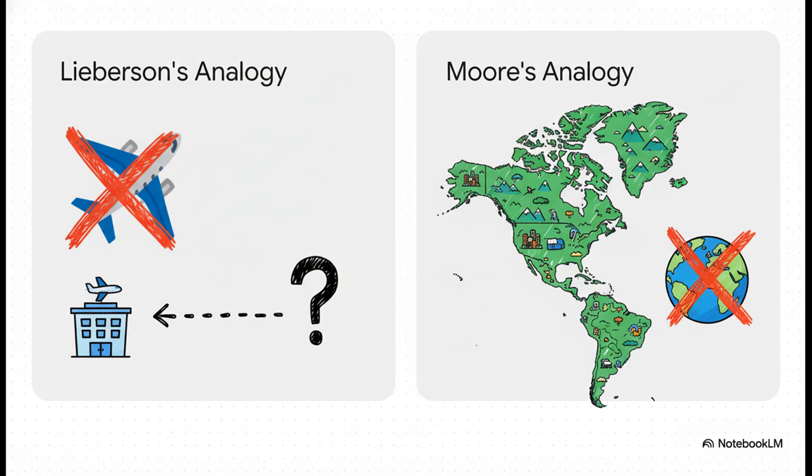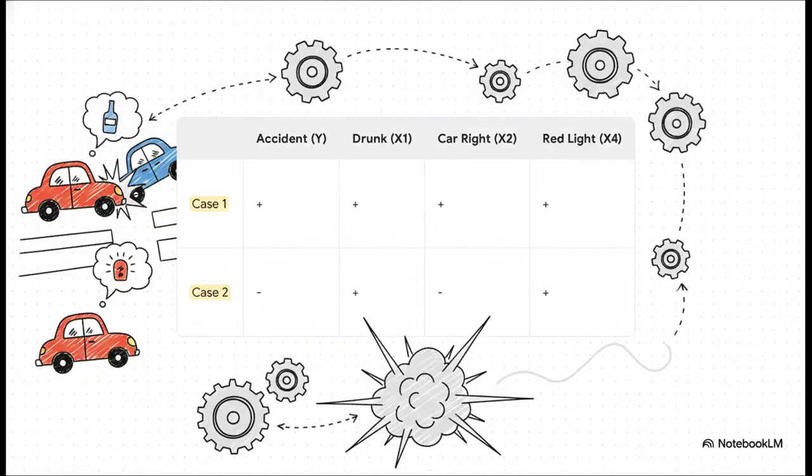And that map is designed to help you fly over that continent, not the whole world. See the difference? The goal is a deep explanation of specific cases, not a shallow generalization about all of them. Now, to make his point about interactions, Lieberson uses this clever car accident example.